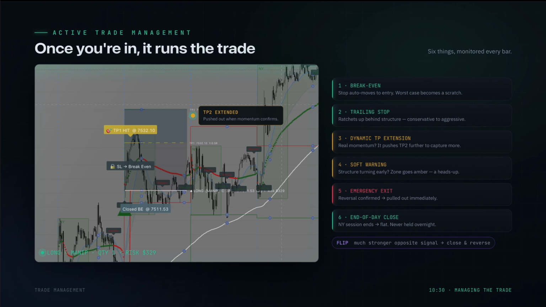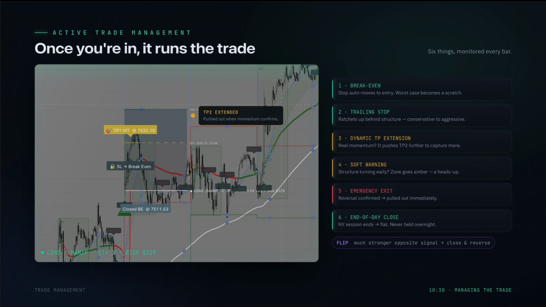Once you're in a trade, the system manages it on every bar. 6 things at once. Break even: your stop auto moves to entry, so the worst case becomes a scratch. The trailing stop ratchets up behind the structure as a trade runs. Dynamic target extensions push your second target further when the momentum shows up. The soft warning turns the stop zone amber if structure starts to turn against you early. The emergency exit pulls you out immediately if the reversal confirms. And the end of day close flattens any open trade when the New York session ends.